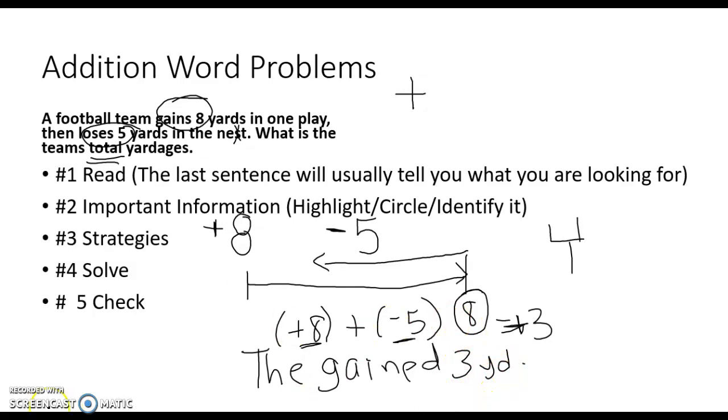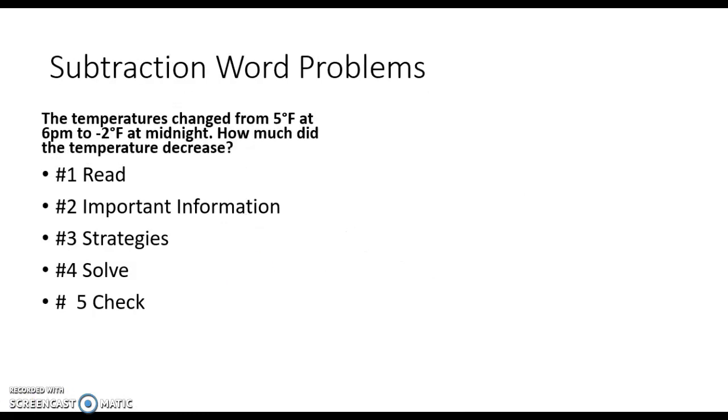That's the subtraction problem. So when we're doing this one and reread it, the temperature changed from 5 degrees Fahrenheit at 6 p.m. to -2 degrees Fahrenheit at midnight. How much did the temperature decrease? There's that key word. We're looking for a temperature change and it decreases. Well, that indicates that it's a subtraction problem.